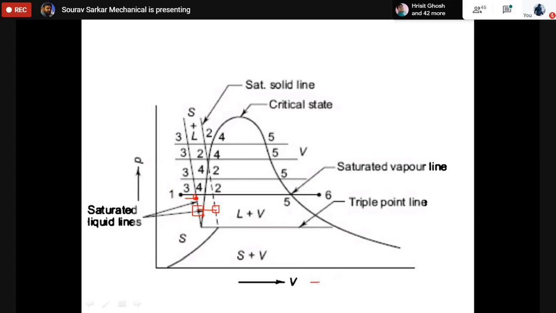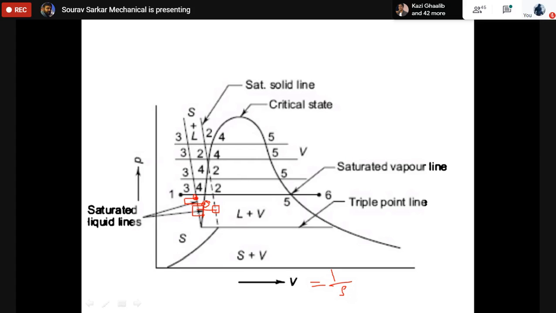Volume will decrease. The specific volume is equal to 1 by rho, 1 by density. So up to 4 degrees, it will go in this direction. Then again it takes a turn and comes back and reaches there. This is 100 degrees Celsius.